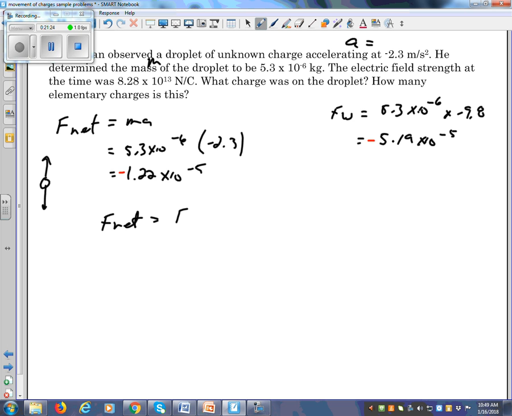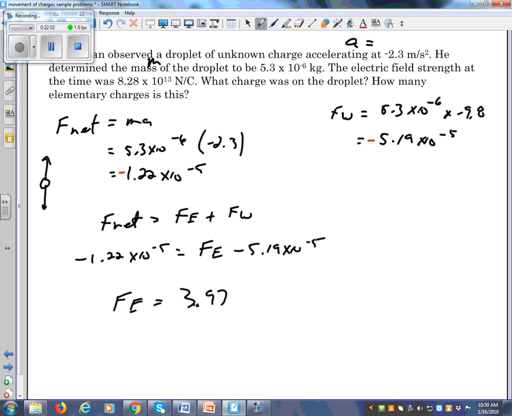So FNet is FE plus FW. The FNet is minus 1.22 times 10 to the minus 5. The FE is what we're solving for. And the FW is minus 5.19 times 10 to the minus 5, giving us an electric force FE of 3.97? Yeah. That rings a bit of a bell from previous years. 3.97 times 10 to the minus 5.